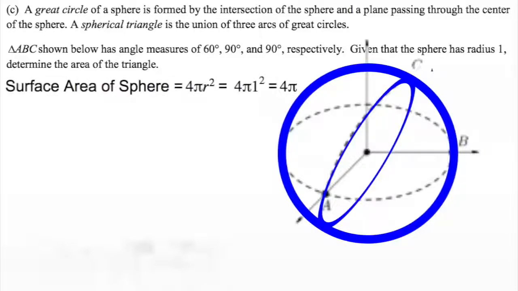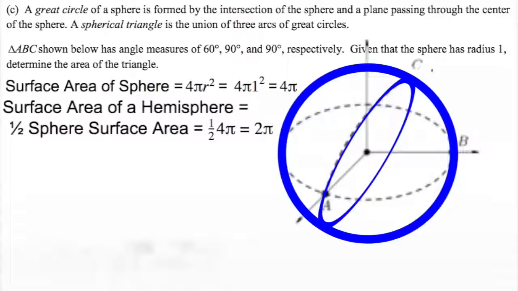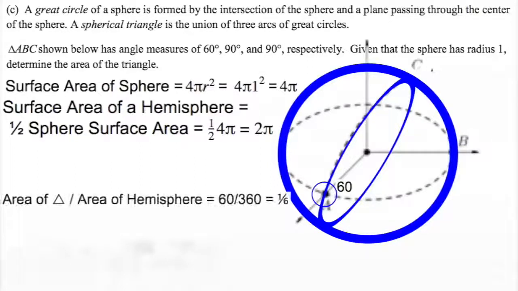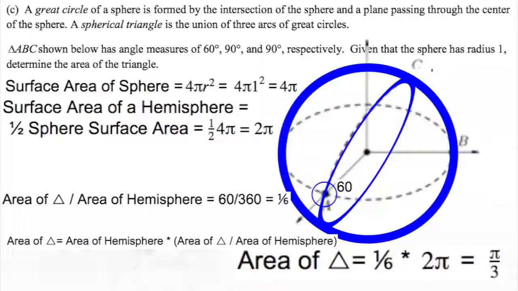However, since the triangle is only on 1/2, we only consider 2 pi. Since the angle is 60 degrees and the whole hemisphere is 360 degrees, the triangle is 1/6 of the hemisphere. And 1/6 of 2 pi is pi over 3, which is your answer.